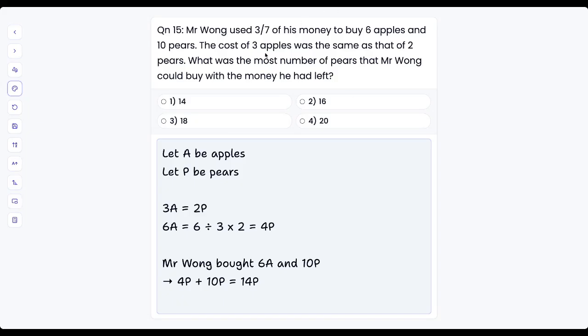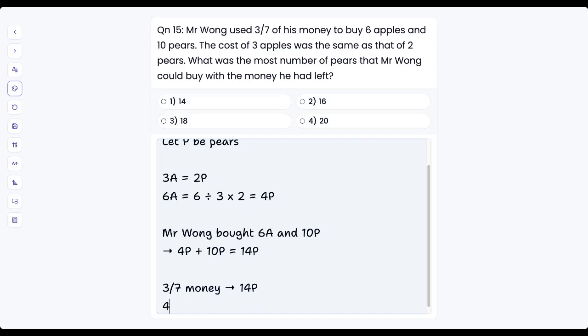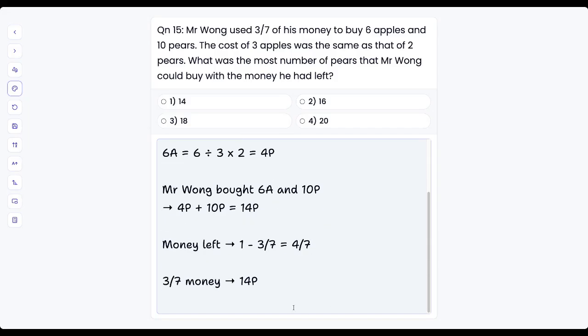All right, so now we know that 3 out of 7 of the money is 14 pears. We also need to know how much is left, right? So money left is equal to 1 minus 3 out of 7, which is equal to 4 out of 7. Okay, so 3/7 of the money he has is 14 pears in this case. So we know that what is left should be more than 14 pears.